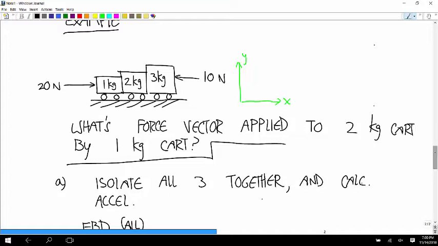The first way, let's do this way first, is we're going to isolate the 2 and the 3 as a single unit. Then it's like we have a single object that is all the way at the right end of our train of objects. And then the only unknown force we have is the contact force applied by the 1 kilogram, which is what we're looking for. So take a minute and isolate the 2 and 3 kilogram carts together and calculate that contact force.